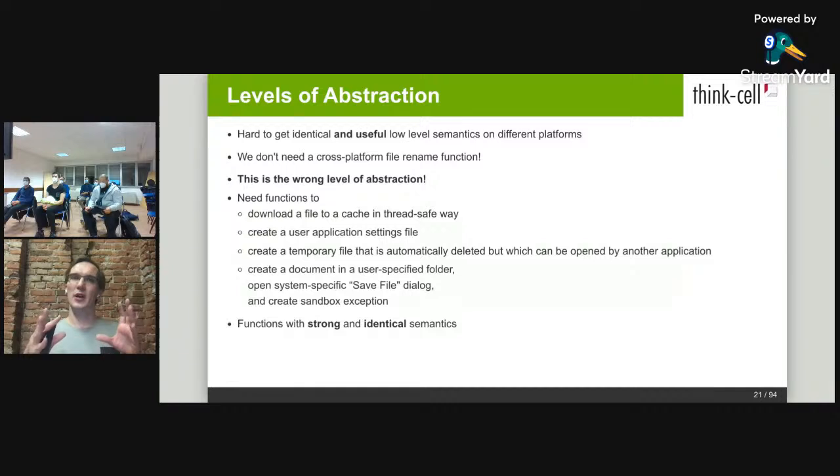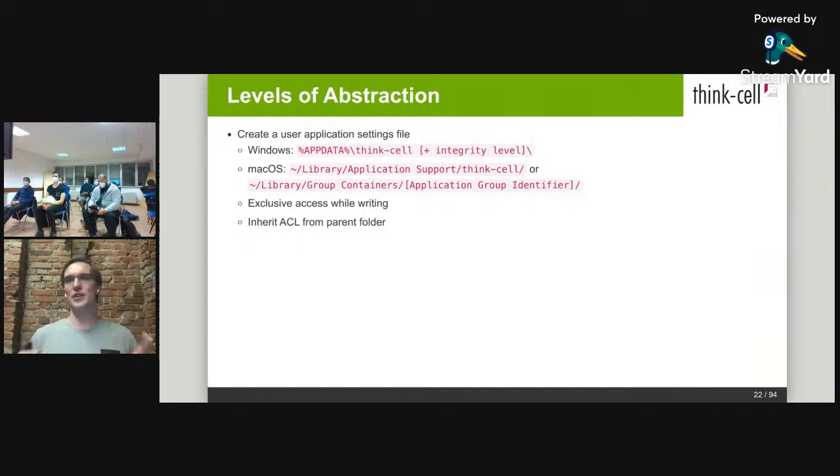So maybe we need functions with very strong semantics. And if we define such functions, we can implement them identically on different operating systems. We can, of course, implement them in different ways, but with identical semantics. So let's look at some examples here and the choices that we can make on different operating systems.